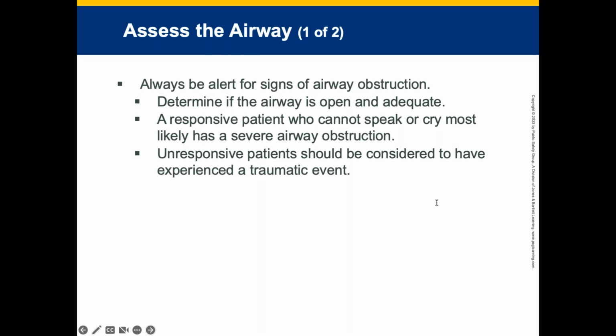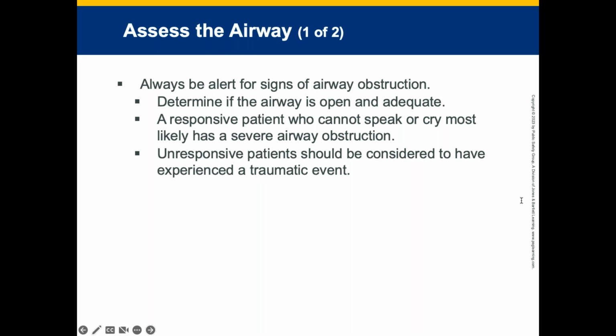A responsive patient who cannot speak or cry most likely has a severe airway obstruction. We've got to find out why and where it is. Stop the assessment process if an airway problem is detected and work to clear the patient's airway. Again, if they're bleeding out, stop the bleeding. Signs and symptoms of airway and breathing problems often overlap.